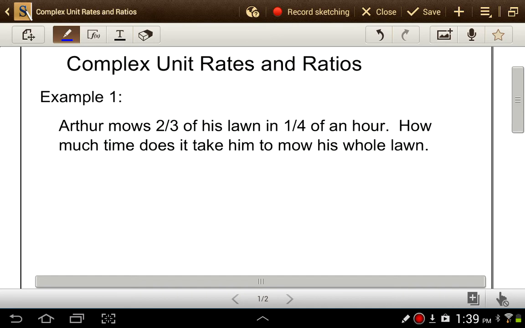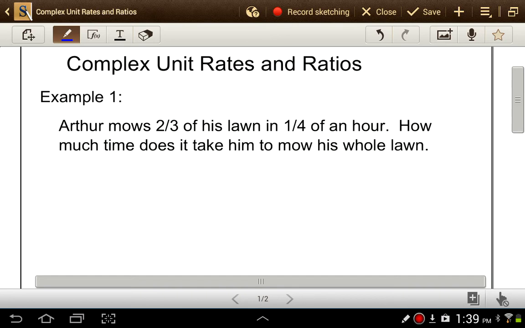So in our first example, we have Arthur mows 2/3 of his lawn in 1/4 of an hour. How much time does it take to mow his whole lawn? So it says, how much time does it take to mow his whole lawn? So we want to mow one lawn. So we actually want the 2/3 in the denominator because we want to know time compared to the lawn.